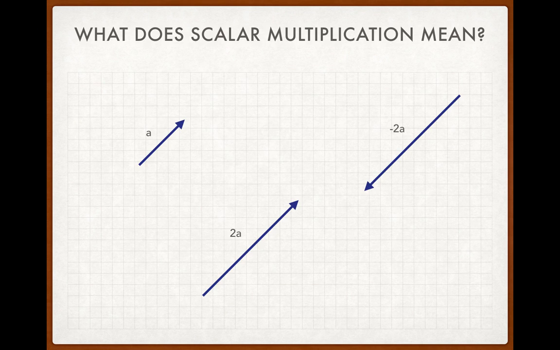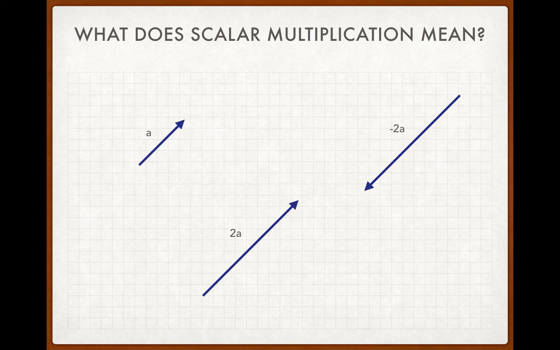Alright, so what does scalar multiplication mean? If we have the vector a on the left, the vector 2a is just that vector in the same direction but twice the size, and that's the one in the middle. If we had the vector minus 2a, it would be the same size as the vector 2a, but the minus says it goes in the opposite direction. So all three are parallel. A, 2a, 3a, 4a, any constant multiplied by a will be in the same direction and parallel to a.